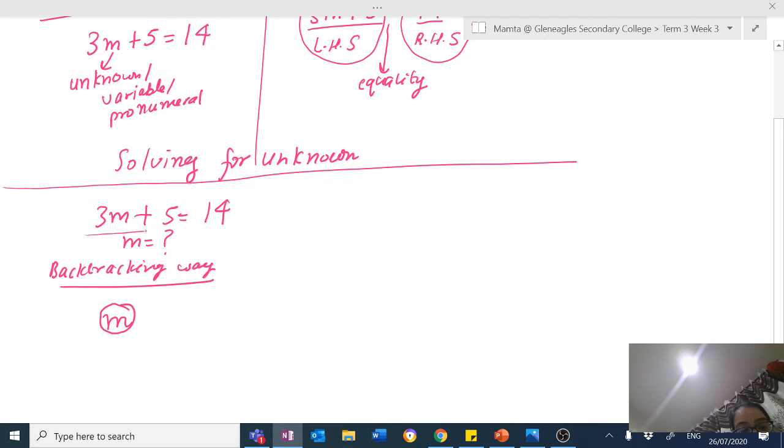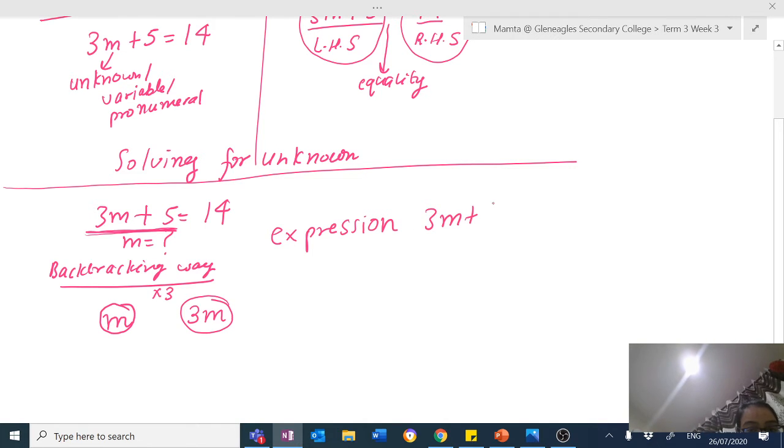My aim is to form this expression mathematically. So I need to multiply this m by 3 first so that at least I get a part of this expression. I get 3m. I'm going to form this expression first of all using backtracking. So m times 3 will give me 3m. What else can you do? You need to add 5 to 3m so that you finally get the expression 3m plus 5.